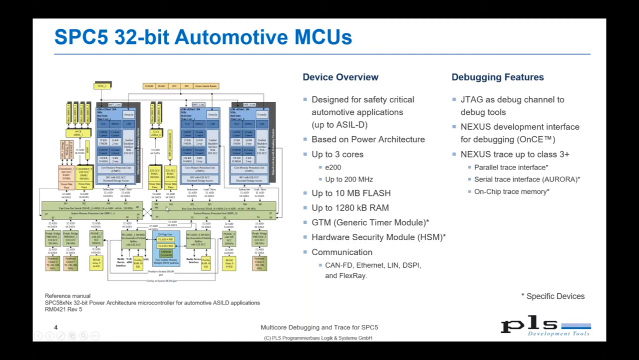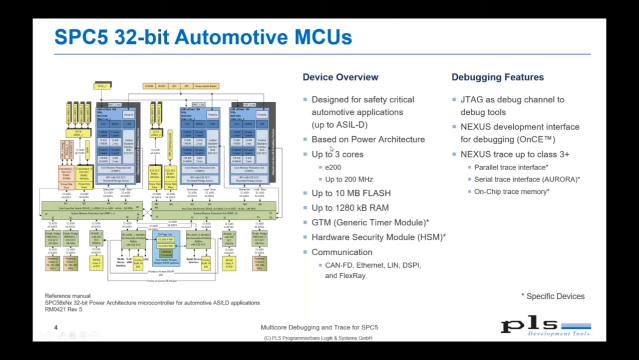Not shown in this diagram, but available for some devices, is the GTM, the Generic Timer Module, which is an IP core from Bosch. This GTM provides optimized timer functions and signal generation as well as signal acquisition, especially for automotive powertrain applications. Also not shown in this diagram is the hardware security module that is implemented on some of the SPC5 devices.